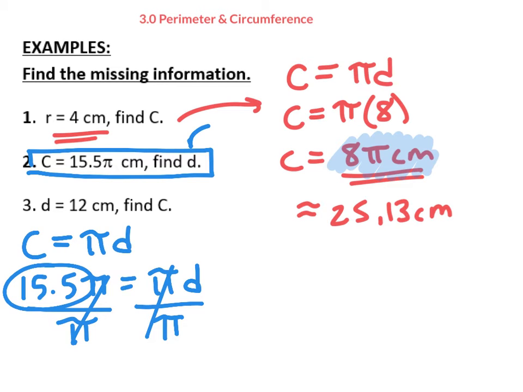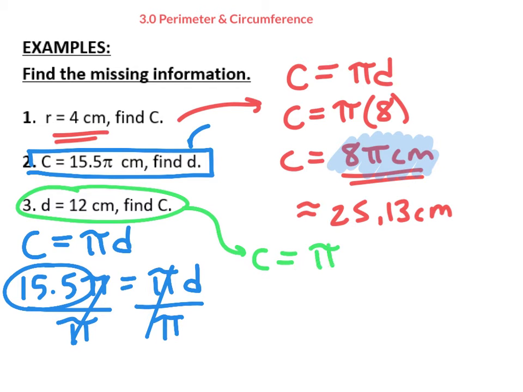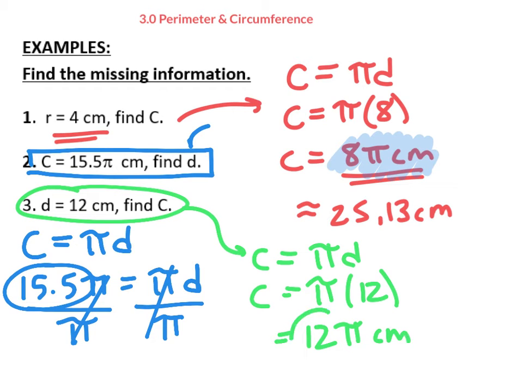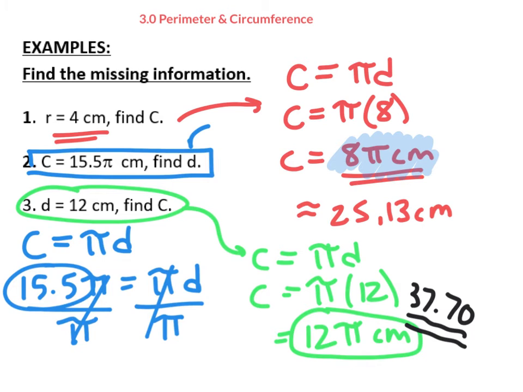This last one, let's find a little space for it as well. This says find c, also a very simple question. C would be pi times the diameter, and 12 is the number, which is just 12 pi centimeters. That would be the circumference, walking around the circle once. And maybe just quickly to get that as a decimal, I get 37.70 as an approximate 2 decimal rounding.